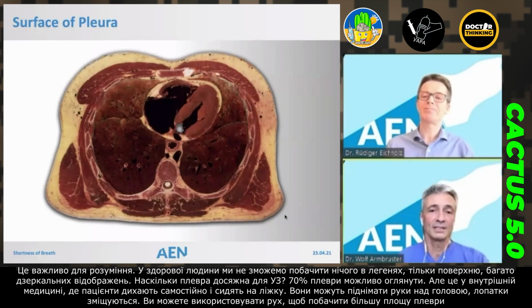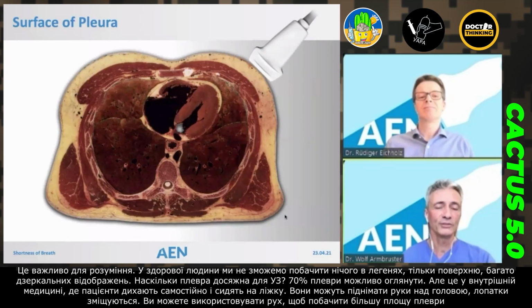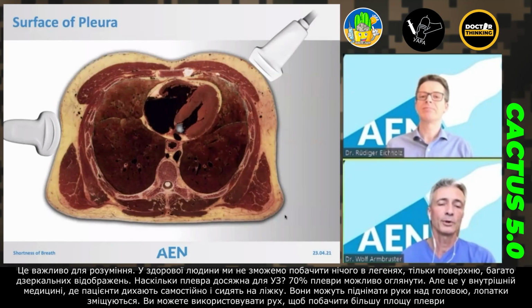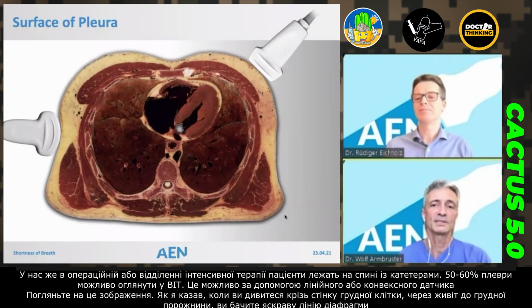Well, one says that about 70% of the pleura might be inspected, but in fact, that's for the internal medicine people who have self-breathing patients sitting on the bed, because they can put their arms over the head so the scapula rotates. They can use some tools of motion so that more of the pleura will be available than for us in the operating theater or the intensive care unit, because our patients are lying supine, they have cables, they have tapes and drapes. So we think about 50 to 60% of the pleura would be possible to be inspected by intensivists.